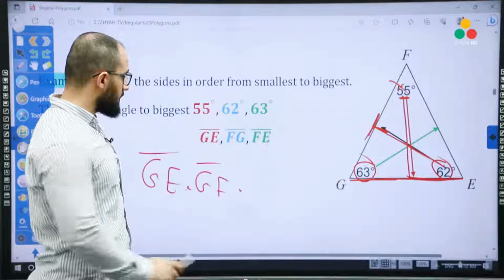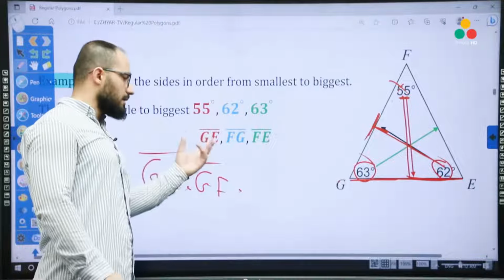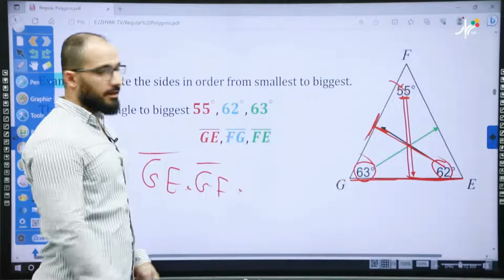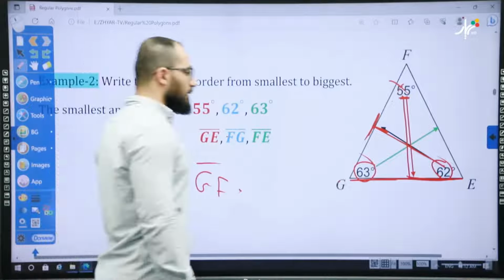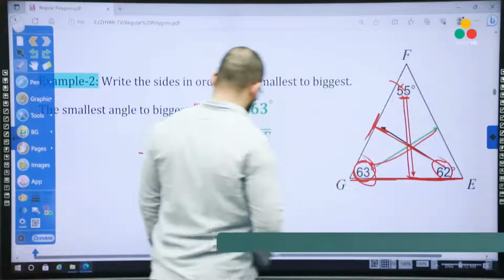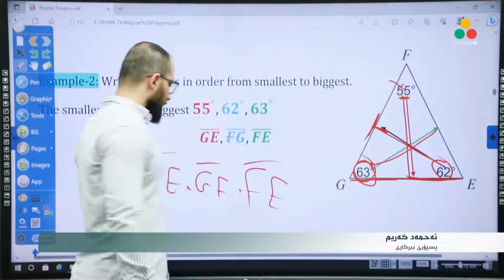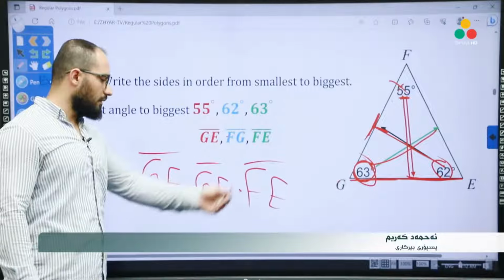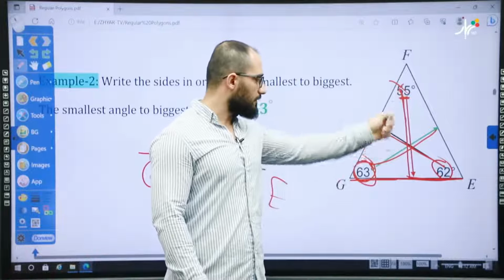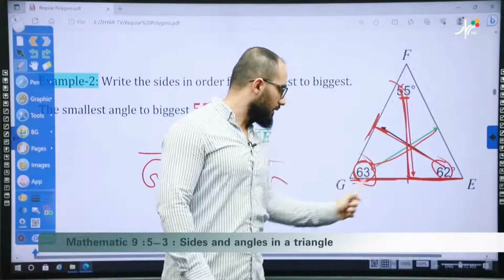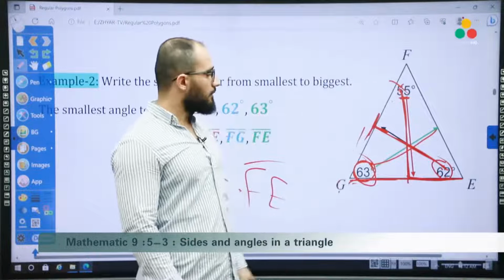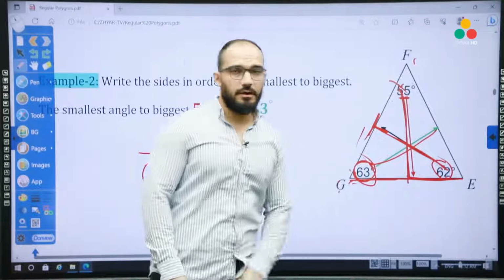So be careful, dear students. There is no difference if you change the place. GE or EG is the same, or FG or GF is the same. Finally, the biggest angle is 63. Opposite of 63 we have FE. So this is the way we order them: GE, GF, FE. Because the smallest angle is 55, across 55 we have GE. Then we have 62, across 62 we have GF. And finally across 63 we have FE.